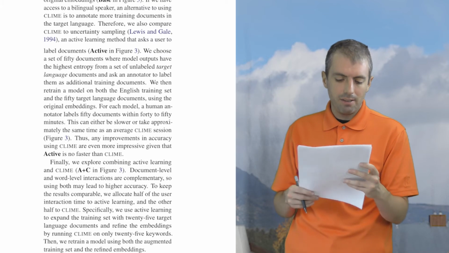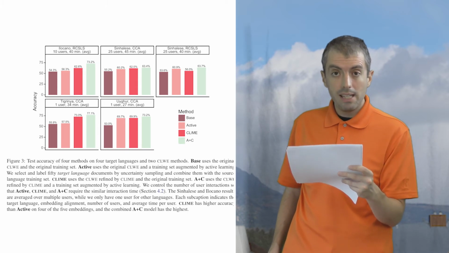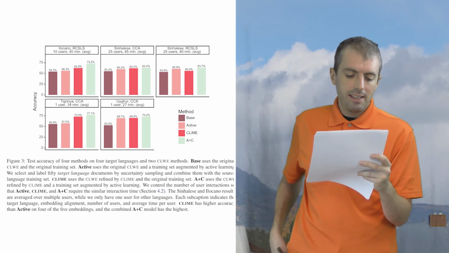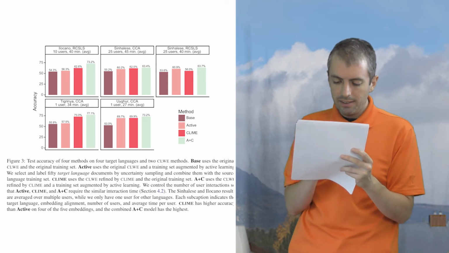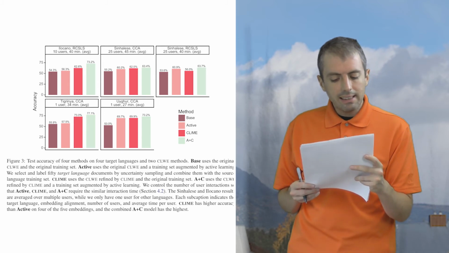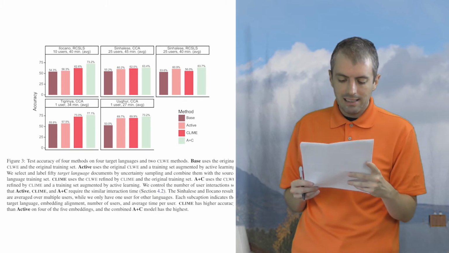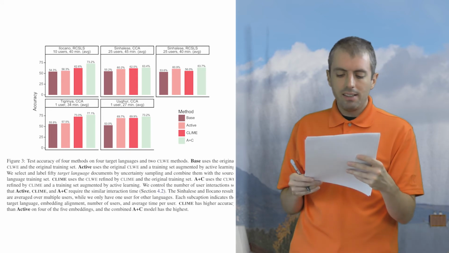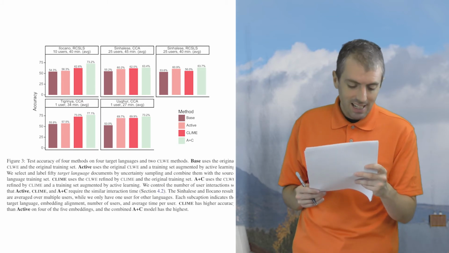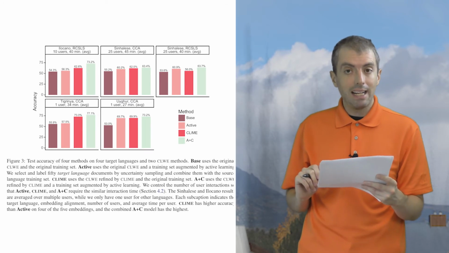Let's have a look at figure 3 now. Test accuracy of 4 methods on 4 target languages and 2 CLWE methods. Base uses the original CLWE and the original training set. Active uses the original CLWE and a training set augmented by active learning. We select and label 50 target language documents by uncertainty sampling and combine them with the source language training set. CLIMB uses the CLWE refined by CLIMB and the original training set. A plus C uses the CLWE refined by CLIMB and a training set augmented by active learning.